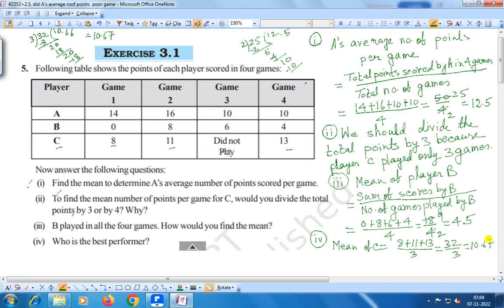Therefore we can say that the mean of A is greater, 12.5, the mean of B is 4.5, and the mean of C is 10.67. Therefore, who is the best performer? We can say that A is the best performer, right? By comparing the means.